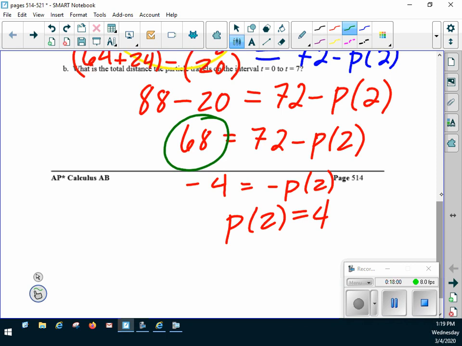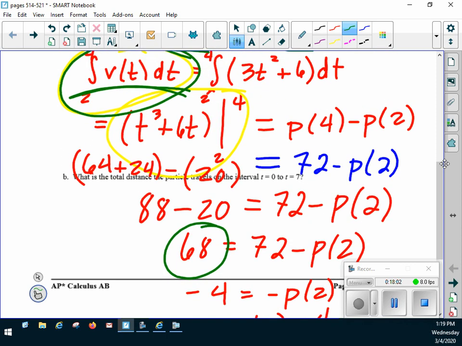So if you'll keep in mind that this whole mess here represents net area, net distance, right? So net distance traveled. These over here are positions at a particular moment in time. So they're really kind of different.